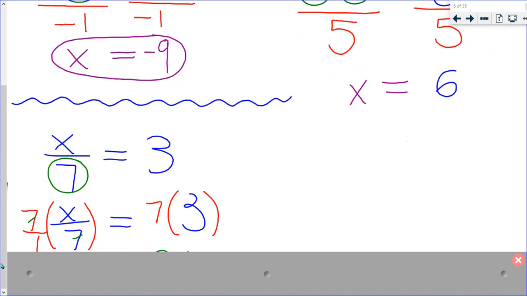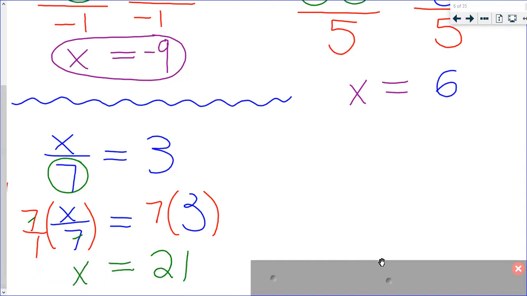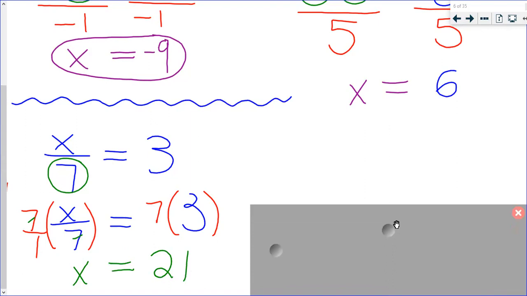So I have 7 times 3 on the right-hand side, and 7 times x over 7 on the left-hand side. Now, the 7s cancel each other out. So we have x by itself on the left-hand side, and 7 times 3 is 21. And that is my answer for the right-hand side.